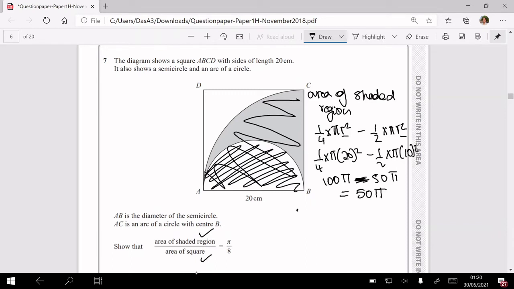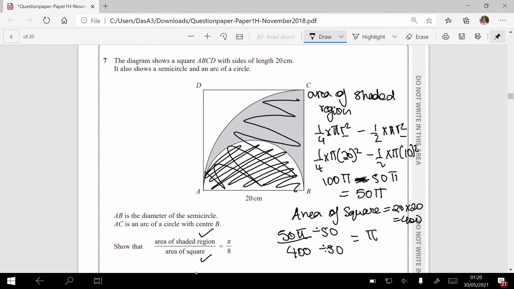Now we need to find the area of square. So area of square is equal to 20 times 20, which is 400. Therefore, area of shaded region over area of square is 50 pi over 400. So now you want it as pi over, so you divide it by 50 on both sides. That leaves you with pi over 8. So you're done. You have proven what the question has asked you to do. Show that area of shaded region over area of square is equal to pi over 8.